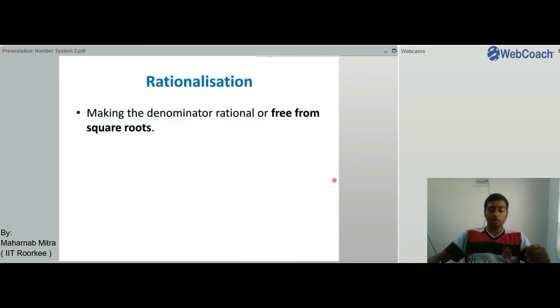Okay, now let's talk about rationalization. Now suppose we want to locate an irrational number in the form, suppose, 1 by square root 2. Suppose anyone asks you to locate this number, 1 by square root 2, on the number line. Now it is very easy to locate the number square root 2 on the number line, as we had learnt in earlier class.